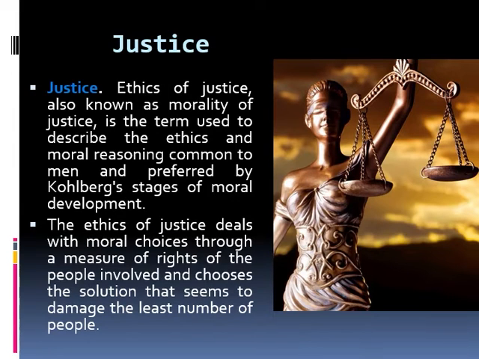Ethics of justice, also known as morality of justice, is the term used to describe the ethics and moral reasoning common to man and preferred by Kohlberg's stages of moral development. The ethics of justice deal with moral choices through a measure of rights of the people involved and chooses the solution that seems to damage the least number of people.